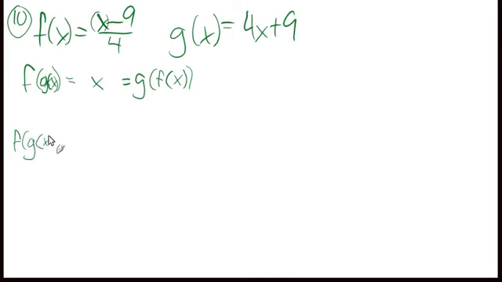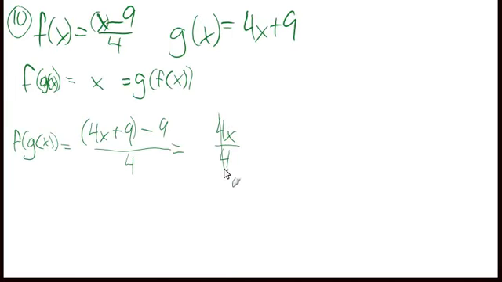f of g of x is x minus 9 over 4, but not x. We're going to replace x with 4x plus 9. And 9 minus 9 is 0, so we have 4x over 4. The 4's cancel each other out, so we're left with x, so we're halfway there.